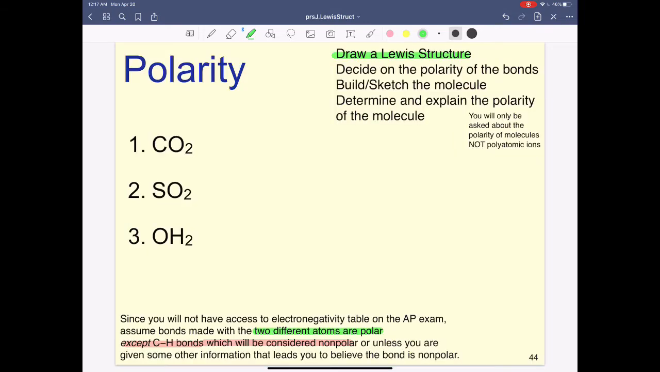The key to understanding polarity is being able to draw a Lewis structure. This is first and foremost. You should take the time to pause the video and practice drawing Lewis structures if you need to. Again, we'll assume that two different atoms will be polar, unless, of course, it's a carbon-hydrogen bond, in which case we will consider it to be nonpolar. You'll only be asked about the polarity of molecules, not polyatomic ions.